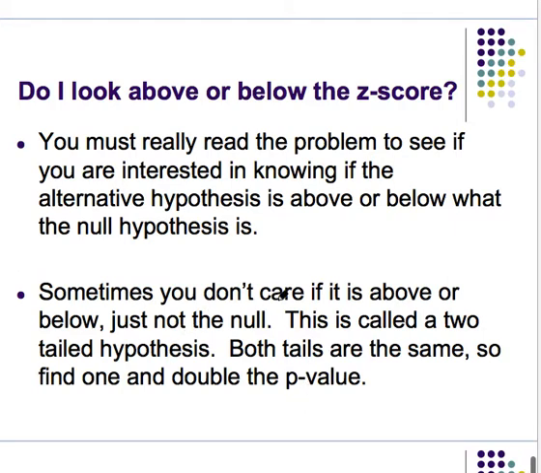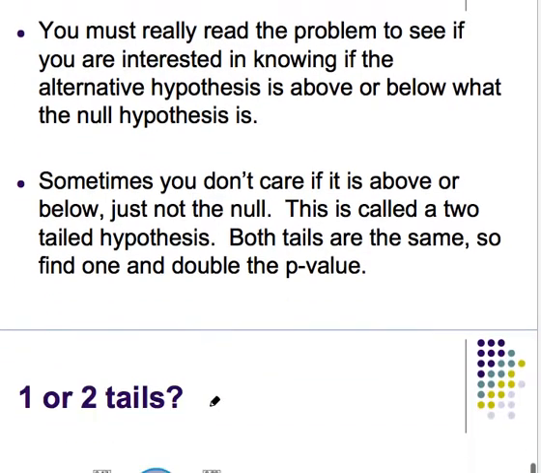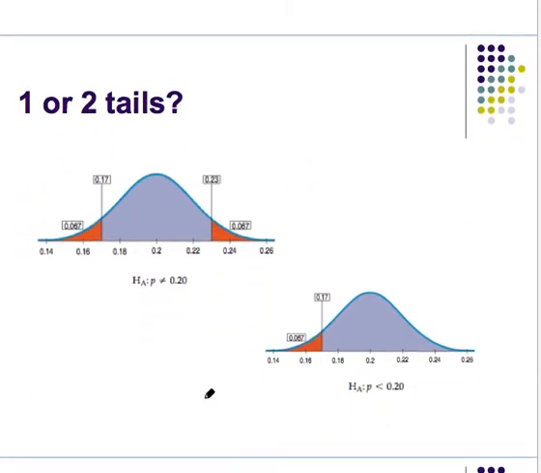Okay, so you don't care if it's above or below. It just can't be the null. It can't be the same as that. So then it's a two-tailed hypothesis. So it depends. You either have a one-tailed hypothesis or you have a two-tailed hypothesis. And then here's a picture for you. So one or two tails. So here's our two tails, what it could look like. It's either below that or above that, 0.23.